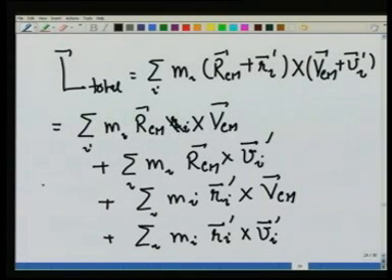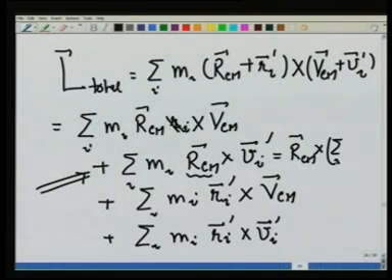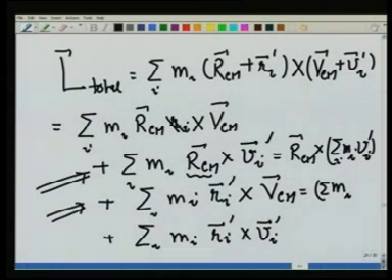Look at the second term, R_CM is common to all. So, this can be written as R_CM cross summation i m_i v_i prime. Similarly, look at the third term, v_CM is common. So, this can be written as summation m_i r_i prime cross v_CM. A minute's thought will tell you this is the total momentum with respect to the center of mass, and that is always 0.